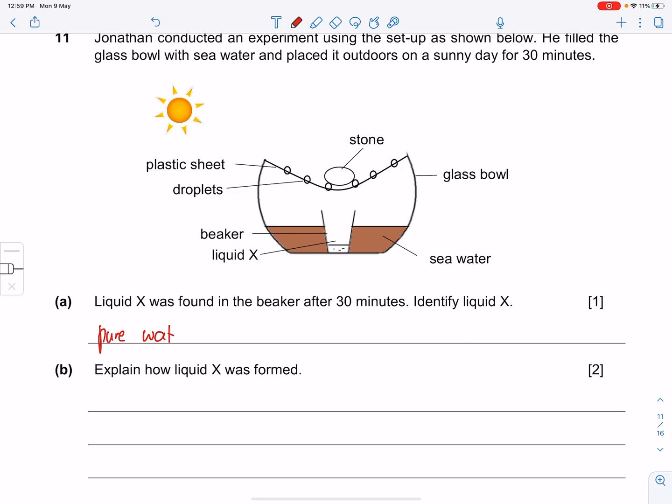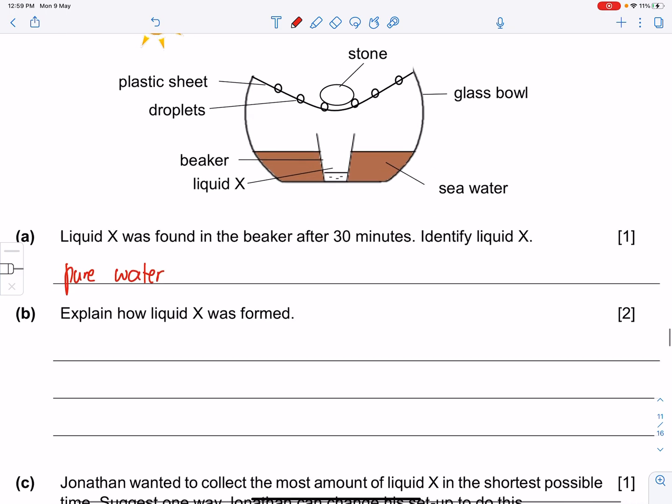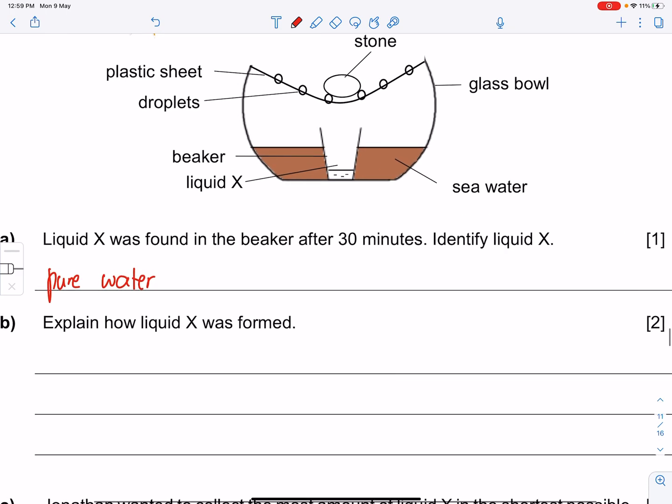Now I will only accept water or pure water. Pure water is the better answer. I will not accept purified water. I will not accept drinking water. No, all this I will not accept. So explain how liquid X was formed. This is a very classical water cycle.